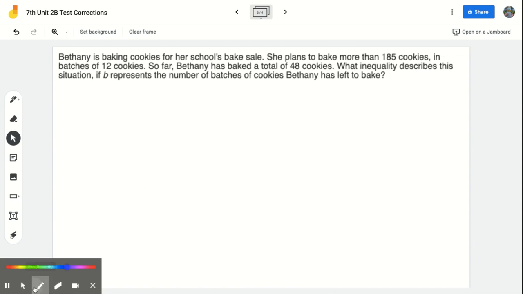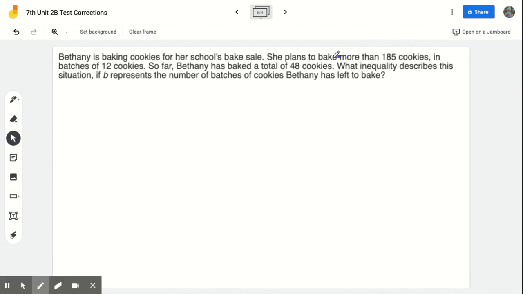All right, here's the second most missed question from the test, another word problem. Bethany is baking cookies for her school's bake sale. She plans to bake more than 185 cookies in batches of 12 cookies. So far, Bethany has baked a total of 48 cookies. What inequality describes this situation if B represents the number of batches of cookies that she has left to bake?